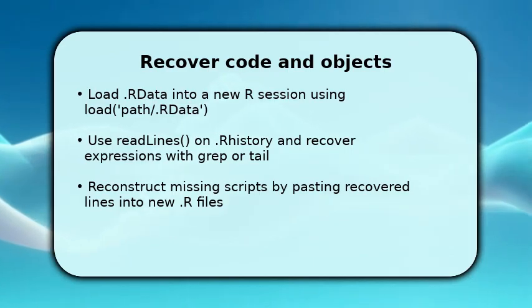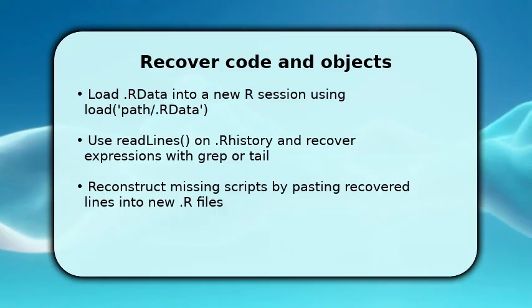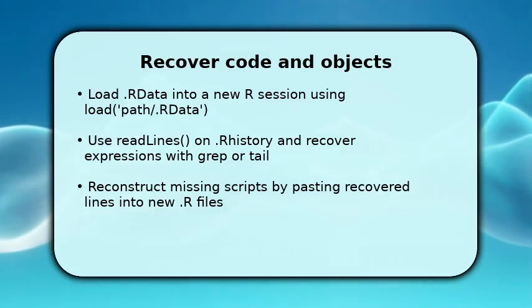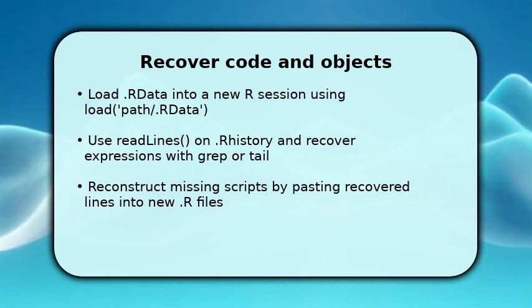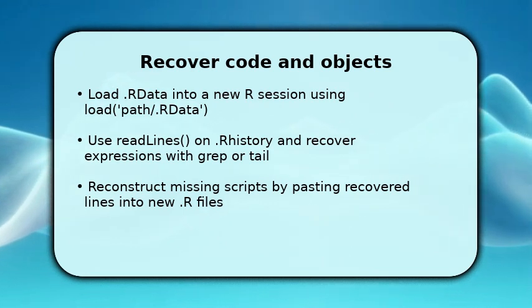Once you have code snippets, paste them into new R scripts and run incrementally to rebuild objects rather than sourcing everything at once. This controlled reconstruction avoids recreating corrupt objects and reveals missing dependencies.